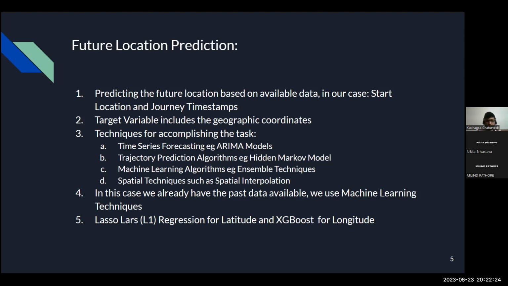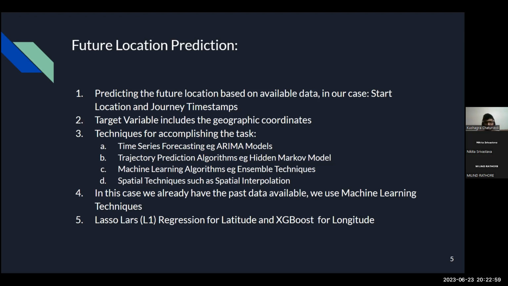Then the techniques that can be used to accomplish these tasks. There are various techniques we can use. First of them is time series forecasting. If we have a historical dataset, like an object's location with various timestamps, we can use time series forecasting methods to predict the future location. Examples can be ARIMA models or exponential smoothing, as they are quite popular time series models.